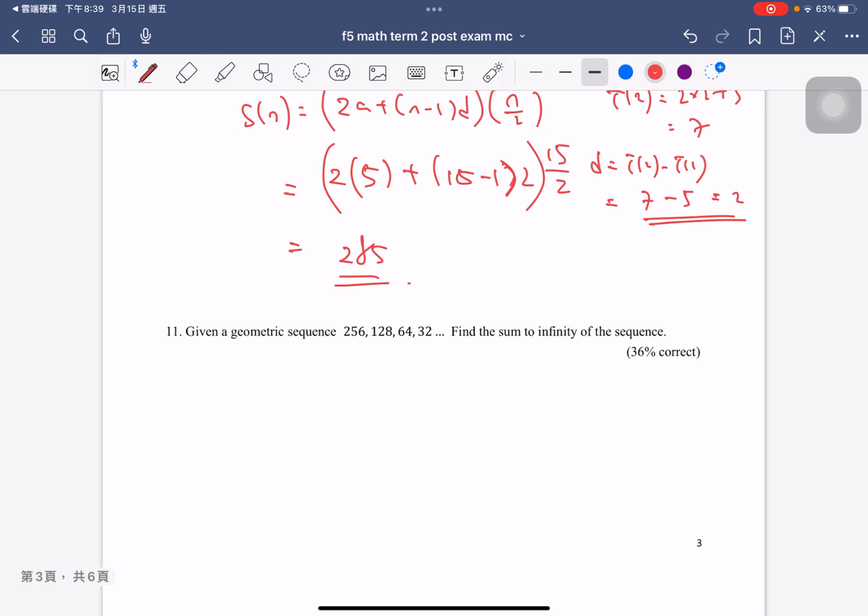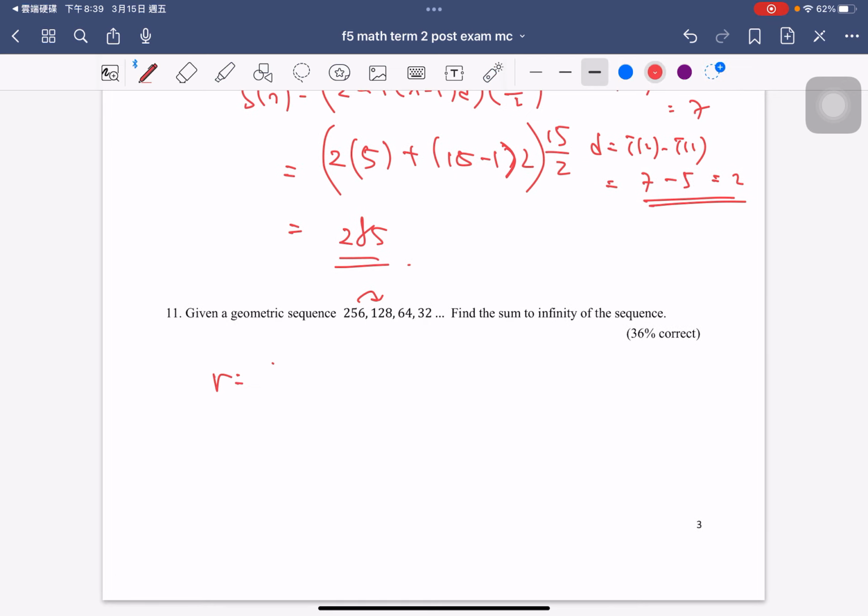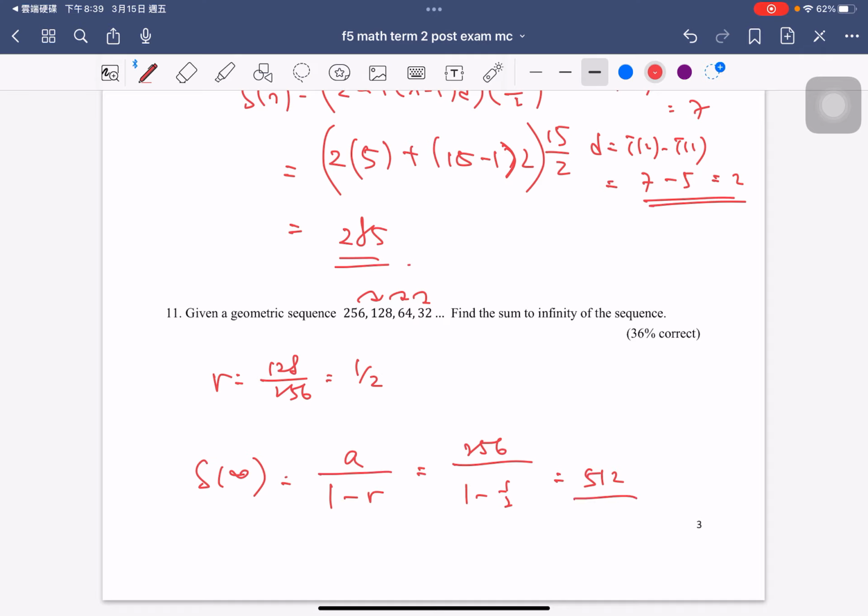So the next one, the geometric sequence means they have the same ratio. You can calculate the ratio by using the latter term divided by the first one. So the ratio is equal to 128 divided by 256, which is 1 over 2. So all of the rest is the same. You need to remember the sum to infinity, which is a, the first term, over 1 minus r. So the first term is 256, divided by 1 minus r, where r is 1 over 2. You use your calculator, you can get 512 as your final answer.